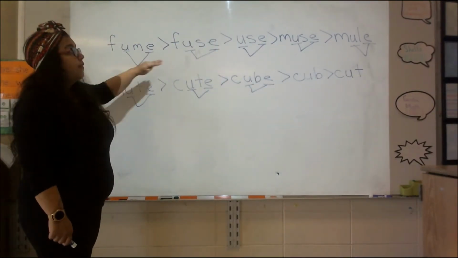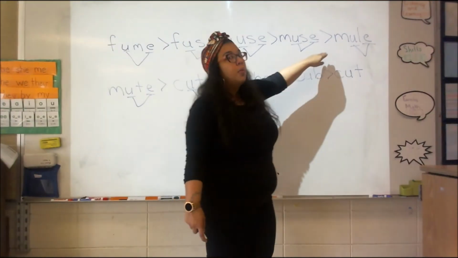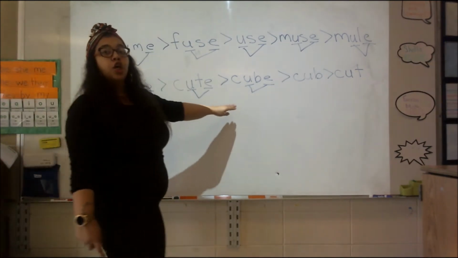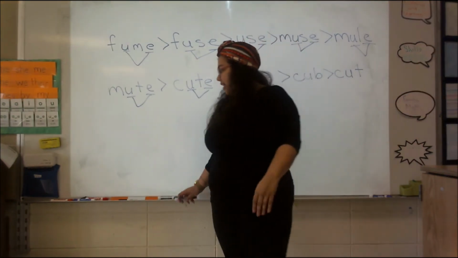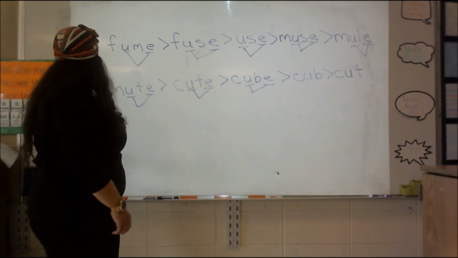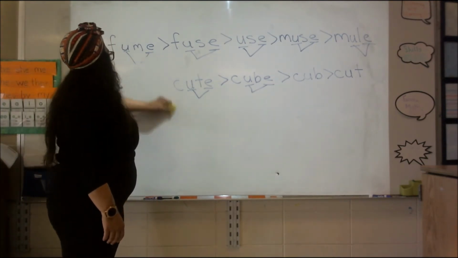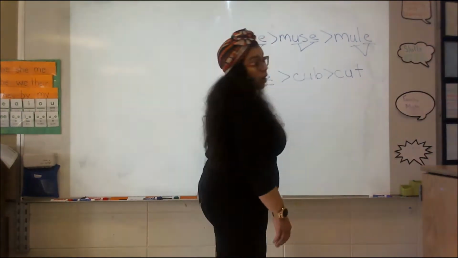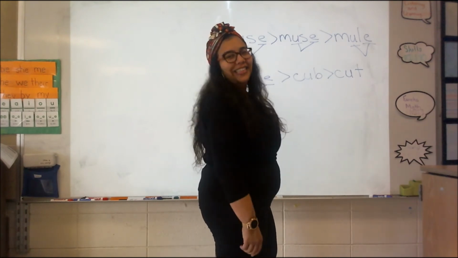Fume, fuse, use, muse, mule, mute, cute, cube, cub, cut. And each of these changes was made by only adjusting one letter at a time. Oh, I'm sorry, not one letter, one sound at a time. All right, good job. All right, so while I'm erasing, you've got your cat book, right? Oh yeah, we're going to work in the book together.